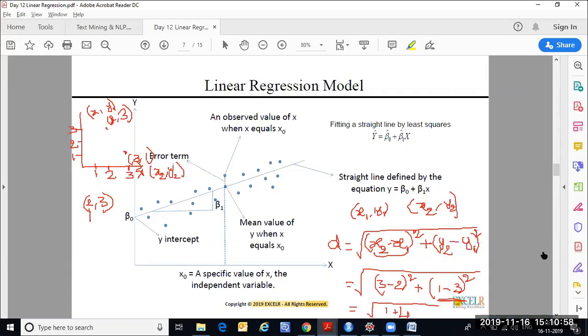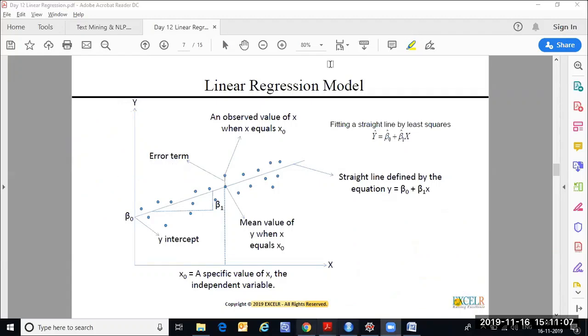Just a second, friends. Overall, you will get square root of 5. Am I clear now?